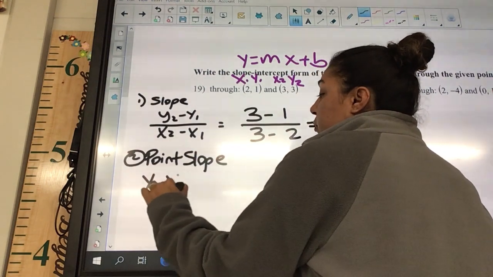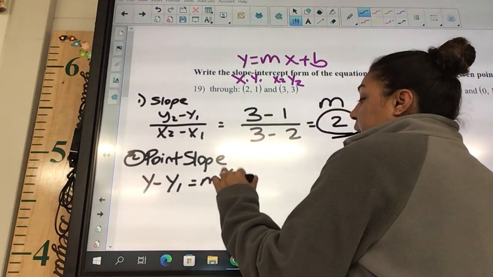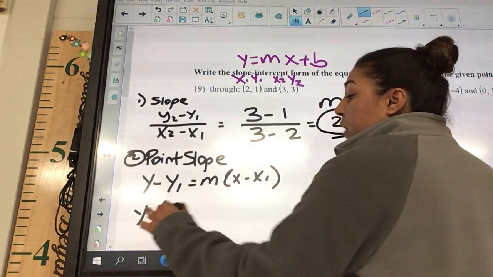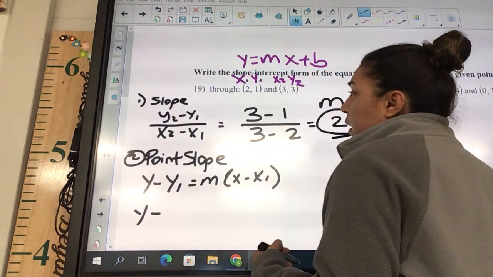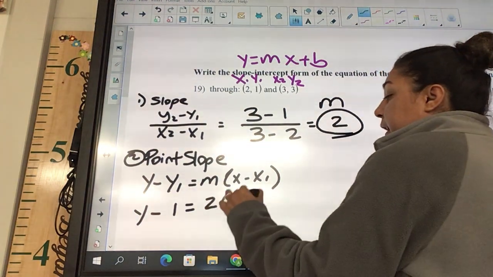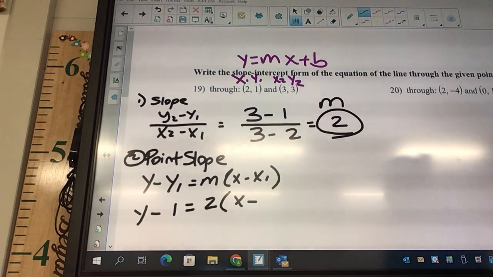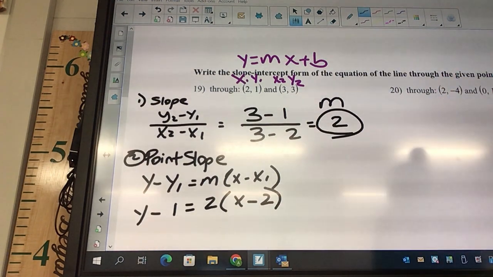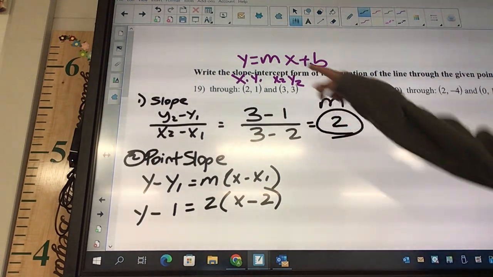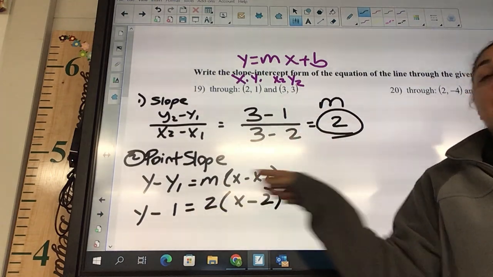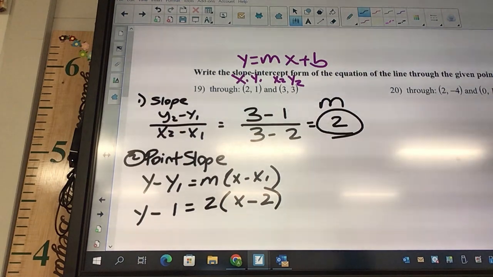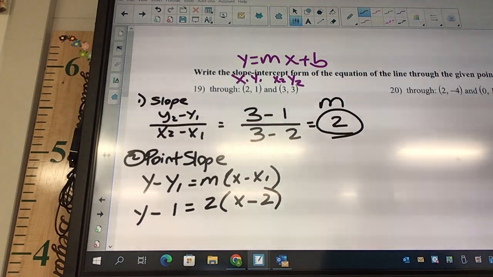Okay, which is y minus y1 equals m times x minus x1. Okay, so we got y minus, what is y1? 1. What is my m? 2. X minus, what is x1? 2. Do we stop or keep going? Why? We got to get the y by itself, okay? We need y equals, and this does not say y equals, that says y minus 1, okay? So, then your last step is always going to be to go to that slope-intercept formula, okay?